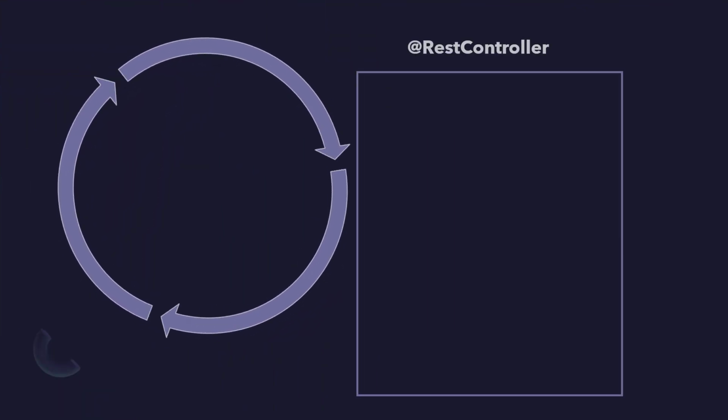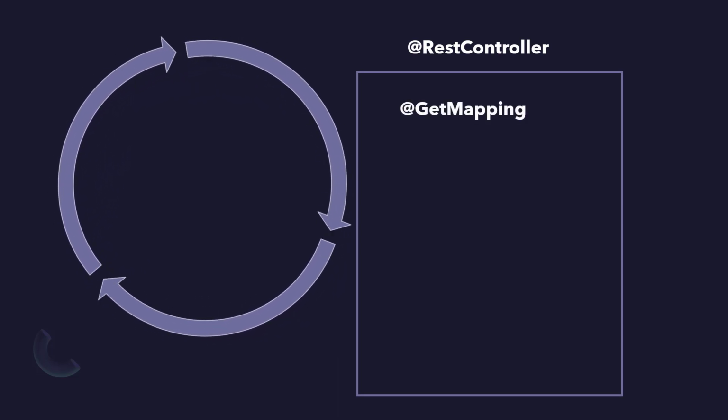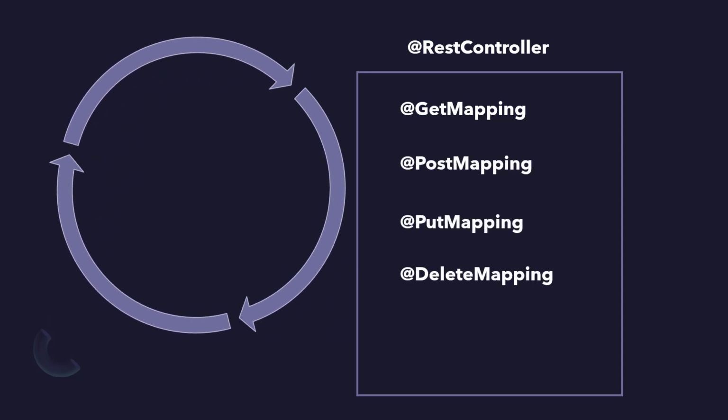When Spring Boot application starts, it looks for all the classes that have REST controller annotation and creates a mapping for all the methods in this class, which have getMapping, postMapping, deleteMapping annotations, corresponding to HTTP GET, POST and DELETE methods.